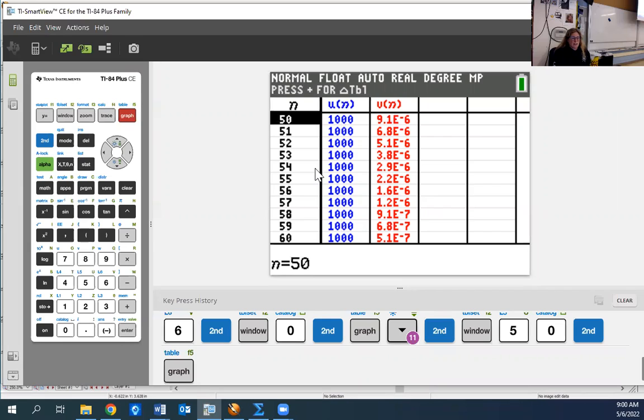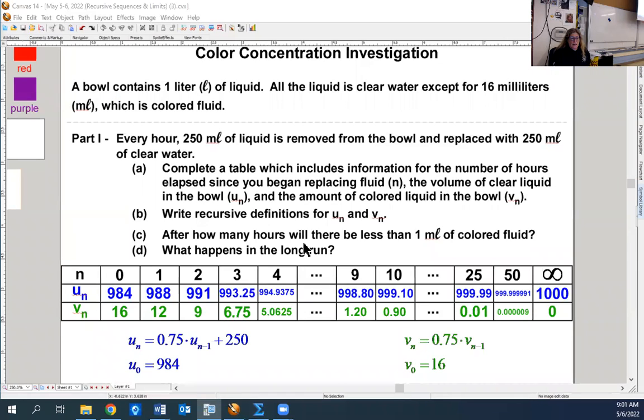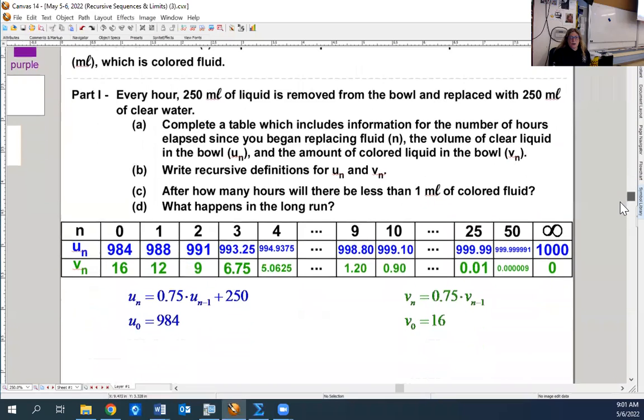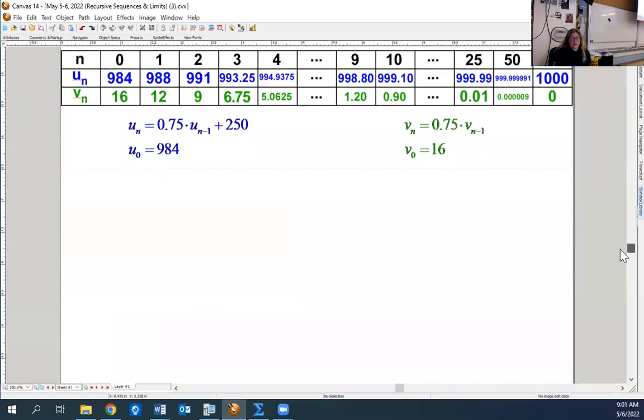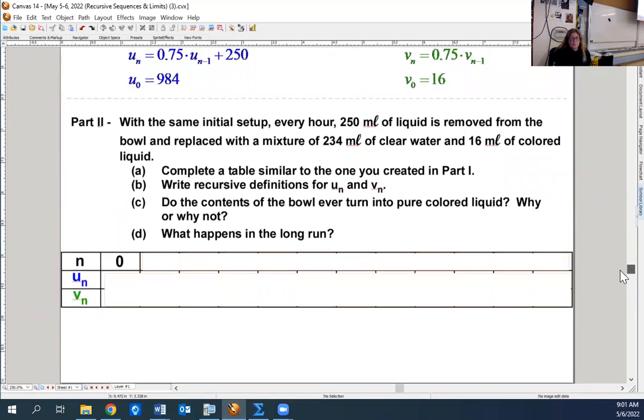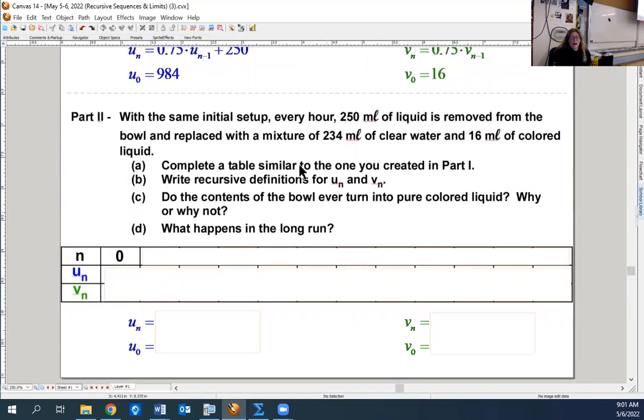All right, shall we spice it up a half a notch? Not a full notch. We're going to make it a little more complicated. Instead of replacing with clear liquid only, we still have our 1,000 milliliters, or liter, but now every time we take out the 250, we're going to replace it with 234 of clear water and 16 of colored liquid. So we're going to use the same N values that we used in the first example.